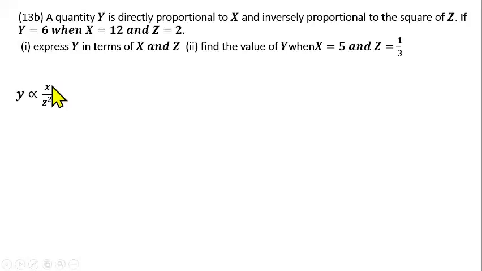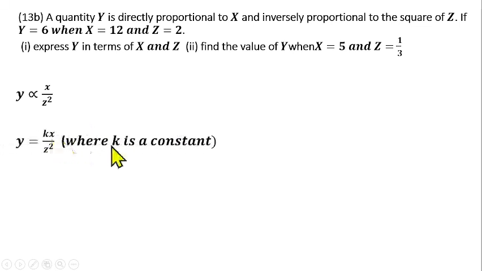y is directly proportional to x, inversely proportional to the square of z. So this is the mathematical interpretation of this. So we need to change this expression to an equation by introducing a constant. So if I introduce a constant k, we have y equals kx over z squared, where k is a constant.